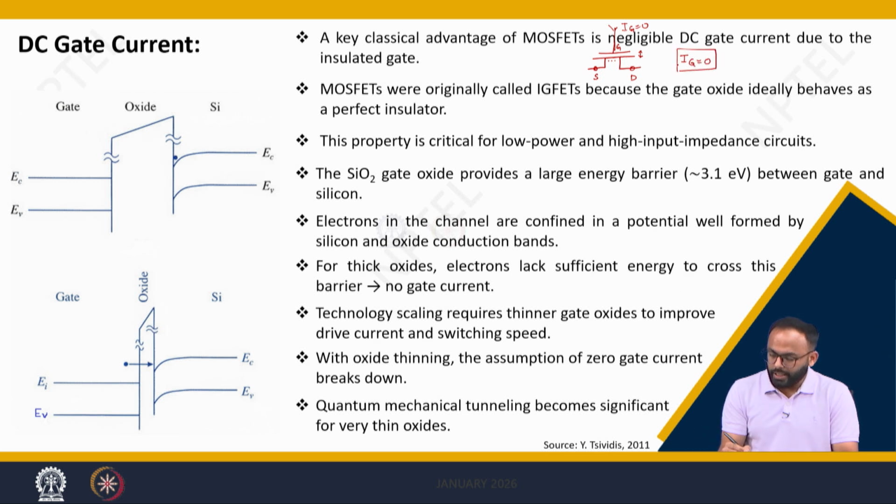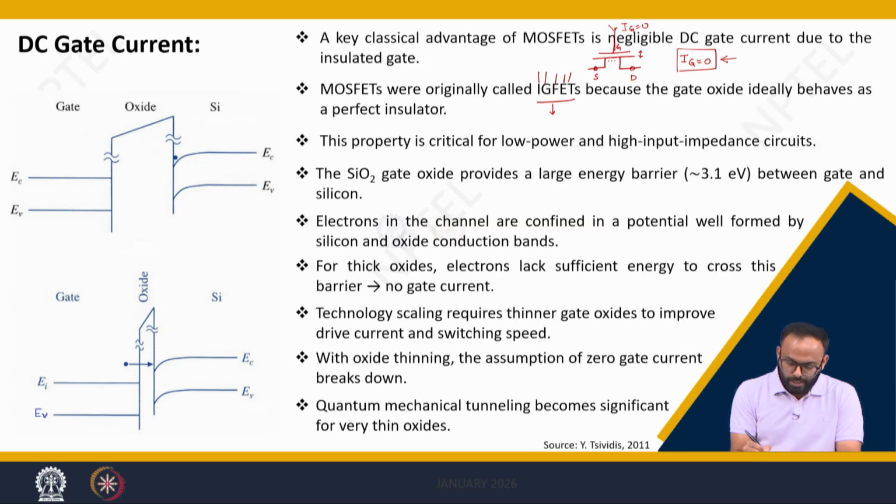That is why in early days we used this device as an insulated gate field effect transistor. This is a good advantage over BJT, because these devices are useful when we operate MOSFETs for low power and high input impedance circuits. But let us see why there is no gate current in a MOSFET.